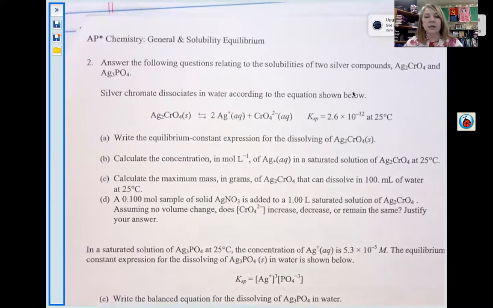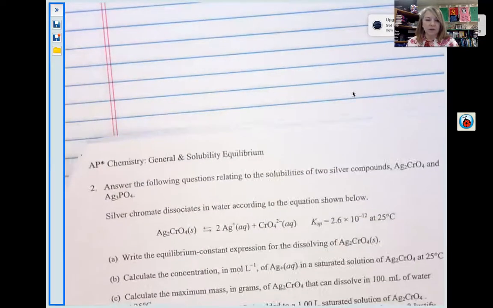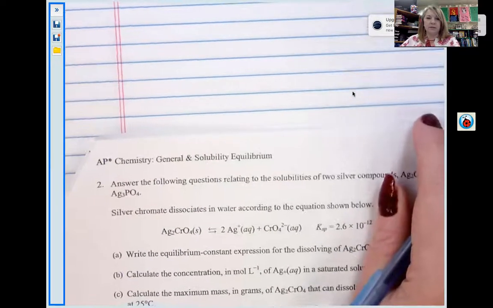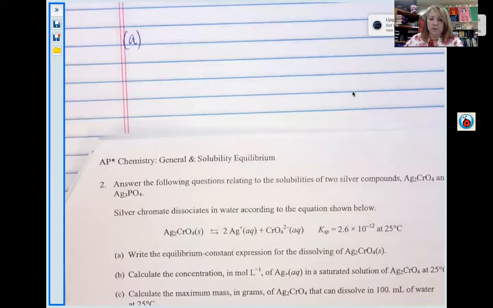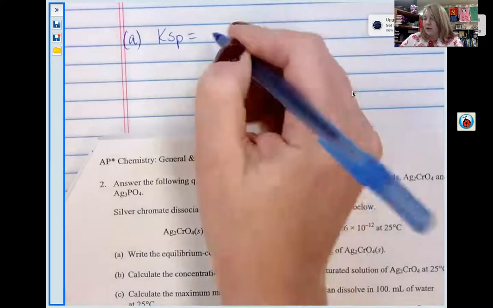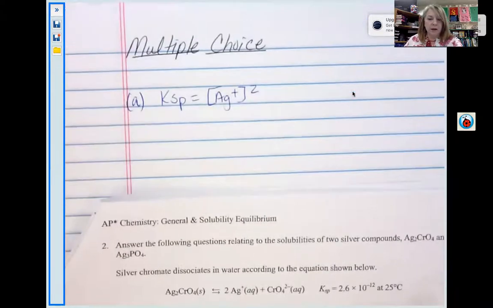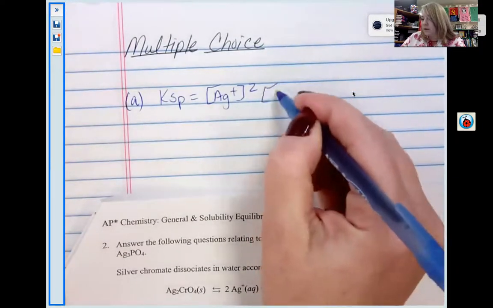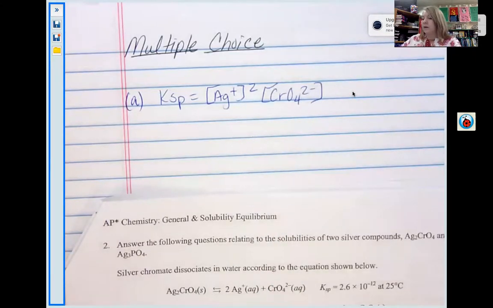Answer the following questions related to the solubilities of 2 silver compounds, silver chromate and silver phosphate. So we have the silver chromate dissociates, and all you have to do on A is simply write the equilibrium constant for the dissolving. So let's start that off on A. We're going to write Ksp equals [Ag+] squared, and then we've got the chromate, [CrO4 2-], and then you're done. That was worth 1 point on that question.